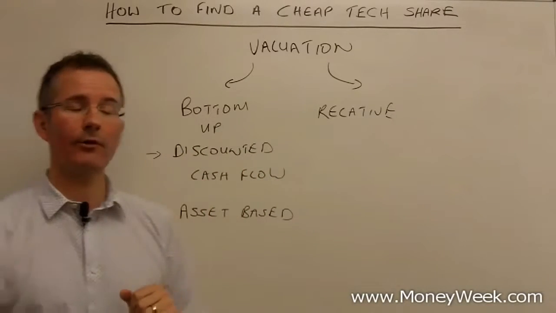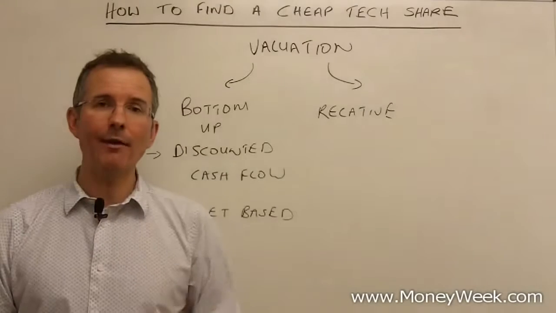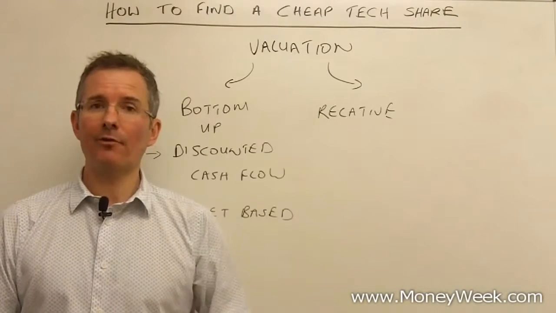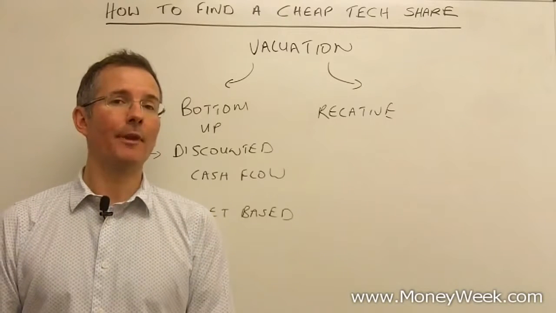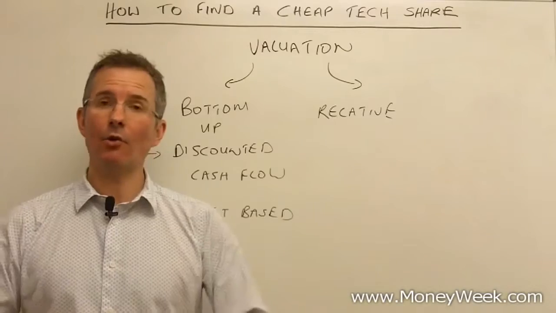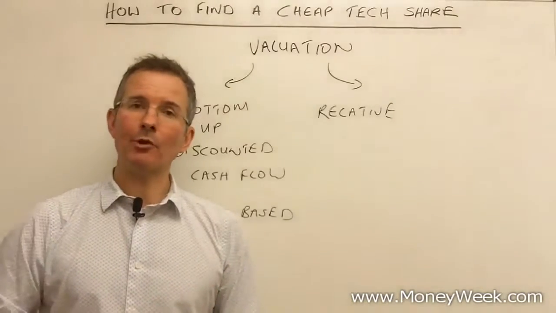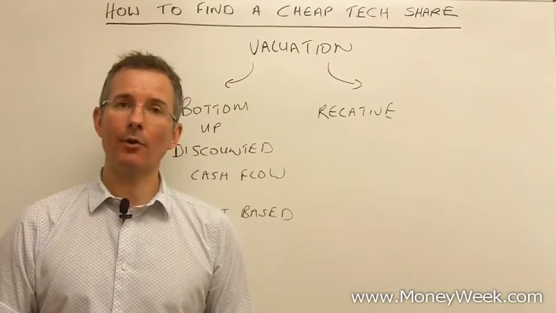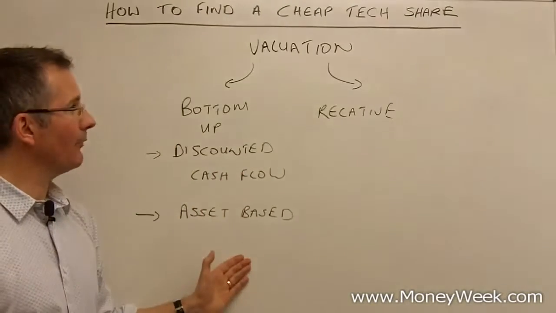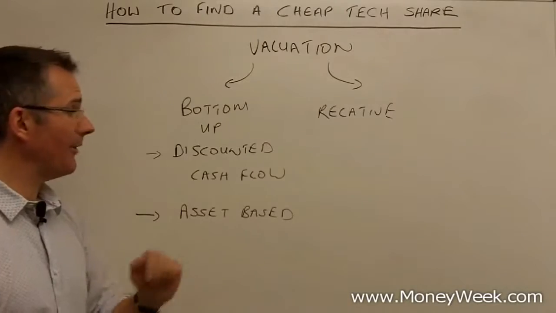Now the problem with tech stocks is this. What if the technology stock you're looking at doesn't generate positive cash flow? What if, to borrow from the dot-com boom of the late 90s, it's burning cash, not generating it? Makes projecting and discounting quite difficult. Not impossible, but quite difficult. So another technique, again, doesn't work terribly well for technology stocks, but it's there, is asset-based.